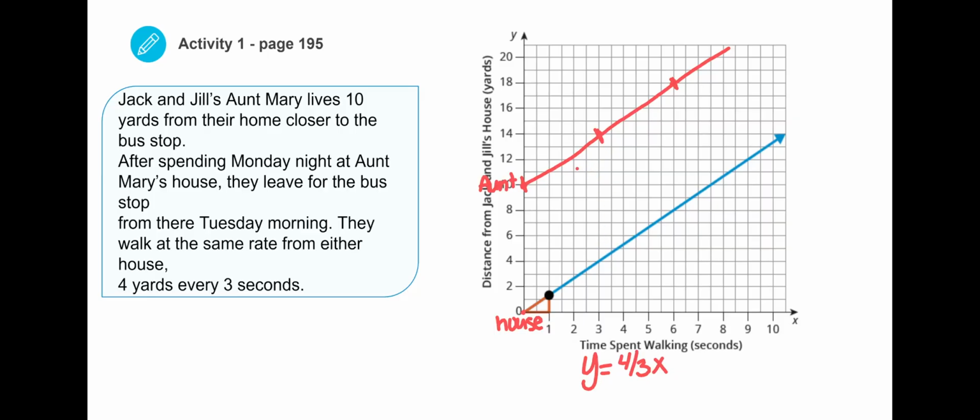Now I want you to look at these two lines. Are they going up at the same rate, or is there one that is steeper or one that is flatter? If we look at it, they're pretty parallel. Remember, parallel means that they're constantly going to be moving next to each other, but they're never going to cross. So that tells us that we have the same rate. The only difference is we are starting 10 yards away from their house at their Aunt Mary's house.